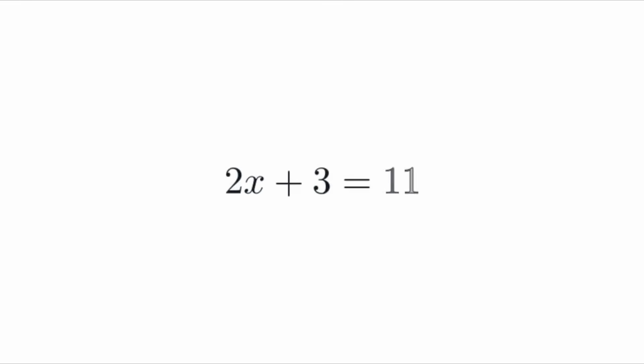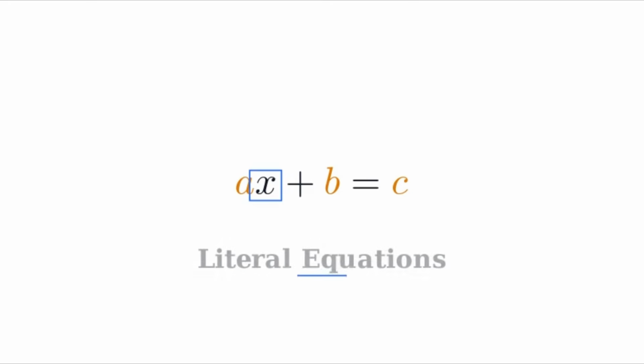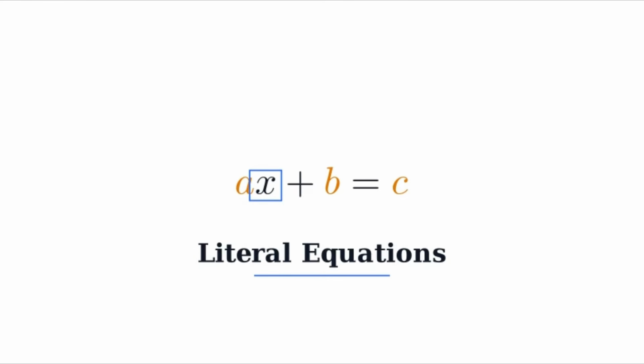You've solved this 1,000 times. Now watch what happens when the numbers walk away and letters take their place. Nothing about the problem has changed. You still want x alone on one side. Equations like this, built from letters instead of numbers, are called literal equations.